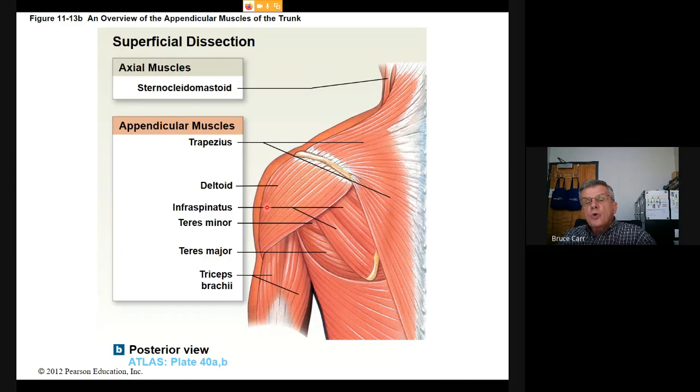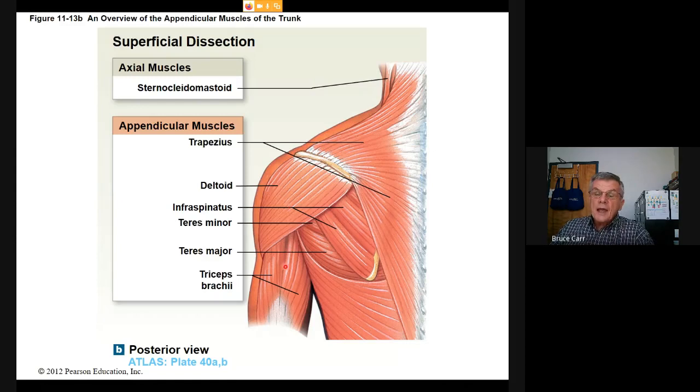But if we want to abduct and also move this humerus in a posterior direction, so from the anatomical position, if I want to abduct and move the humerus in that direction, see how I'm hyperextending the humerus, then significant force can be applied by this posterior packet of the deltoid. So this kind of shows the complex action.